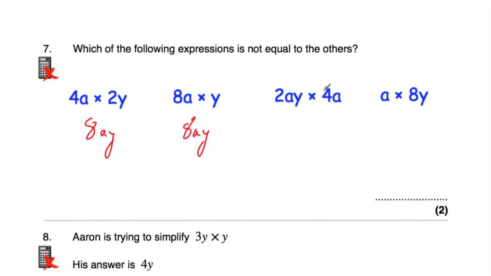Okay, next, we've got 2ay multiplied by 4a. So 2 times 4 is equal to 8. Then we've got a times a, that's a squared. And then we've got our y. So 2ay multiplied by 4a would be 8a squared y.